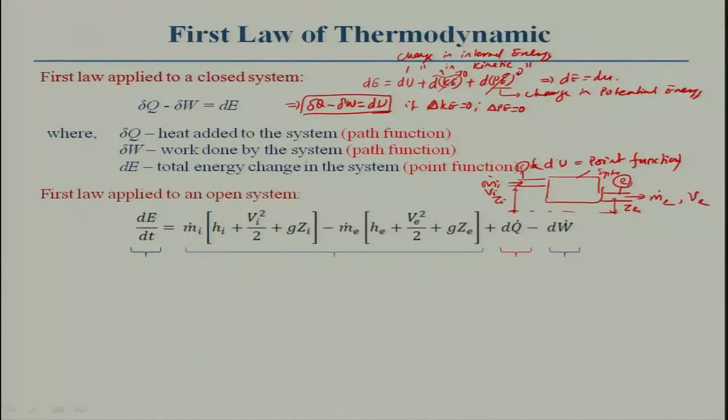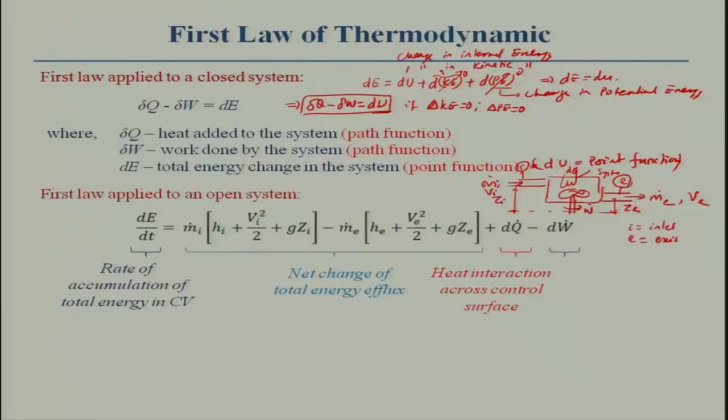So therefore, dE by dt is equal to m dot i, h i is your enthalpy at the inlet. This is not i species, okay? i means inlet, e means exit. Plus the kinetic energy V i square by 2 plus g z i, which is the potential energy, g is your gravity acceleration. Minus m dot e into h e plus V e square by 2 plus g z e, plus dQ. dQ means some heat interaction is taking place. And let us say some work is going on, this is a fan which is rotating, that is your work done, W, shaft work you can say.